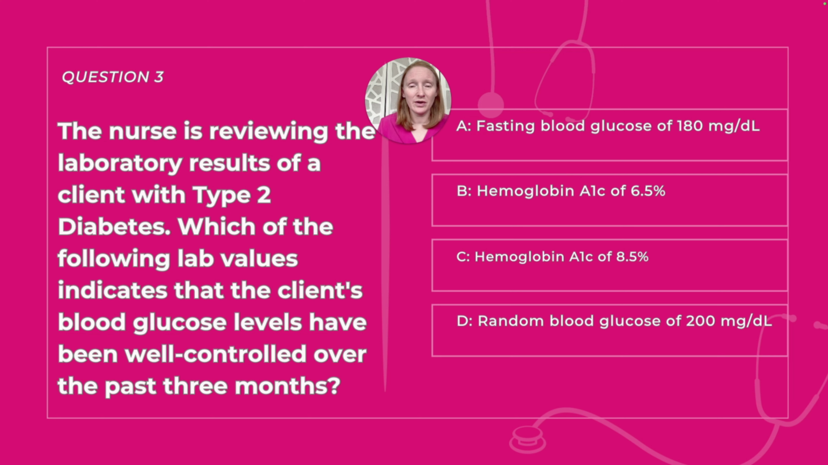However, we still like to go through all the answer options just to make sure we have a good rationale for why the wrong answers are wrong, because that helps us be confident in our choice. Hemoglobin A1C of 8.5% is clearly high. This is above the 7% cutoff, even for somebody with diabetes. And then D is random blood glucose of 200 milligrams per deciliter. This does not tell us a whole lot other than maybe they ate recently or maybe they have diabetes. We do not know because it's a random blood glucose. This is only a snapshot. It is not an average of the past 3 months. Therefore, our answer choice is B, hemoglobin A1C of 6.5%.